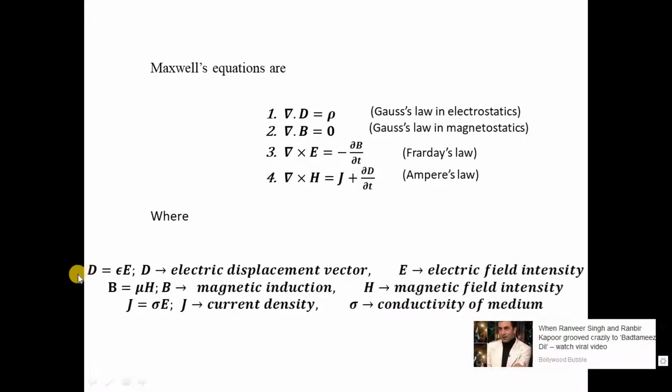The relation between the electric displacement vector and electric field is this, that is D equals epsilon times E, where epsilon is the permittivity of the medium. And B, that is magnetic induction, and magnetic field intensity H are related by this equation, that is B equals mu times H, where mu is the permeability of the medium. And the relation between the current density and the electric field is this, that is current density J equals the product of conductivity and electric field intensity.